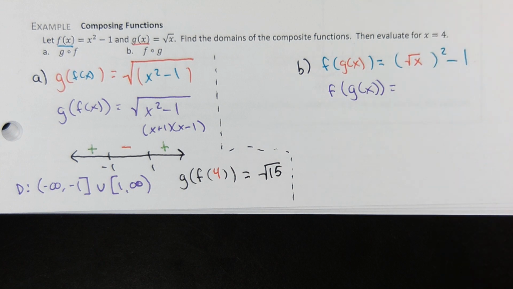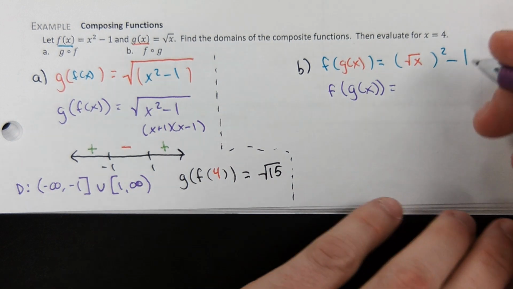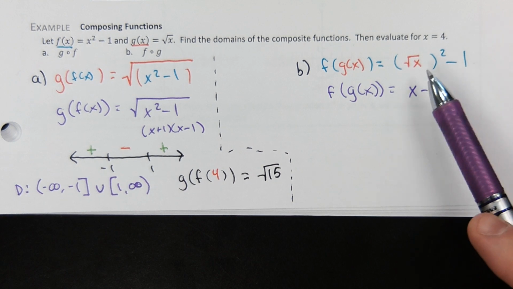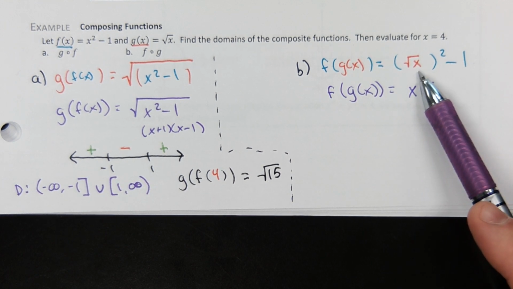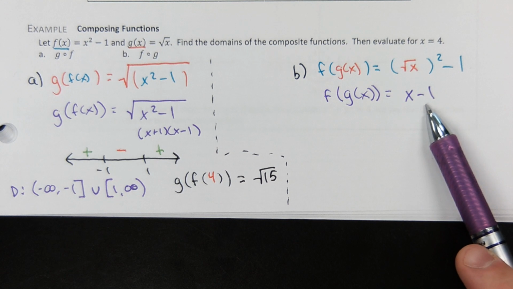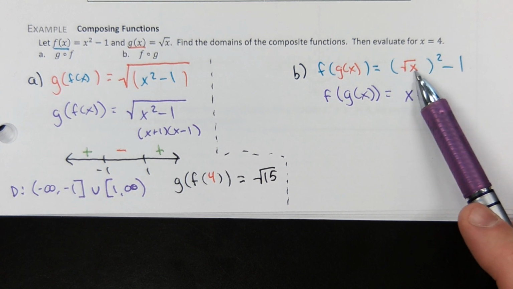I don't know. Anyway, what's the new equation? X minus 1. But the real question is, what is its domain? What's the domain of the red thing? Oh, well, 0 or positive. So guess what? That's this one's domain. The domain of this comes from its parents.